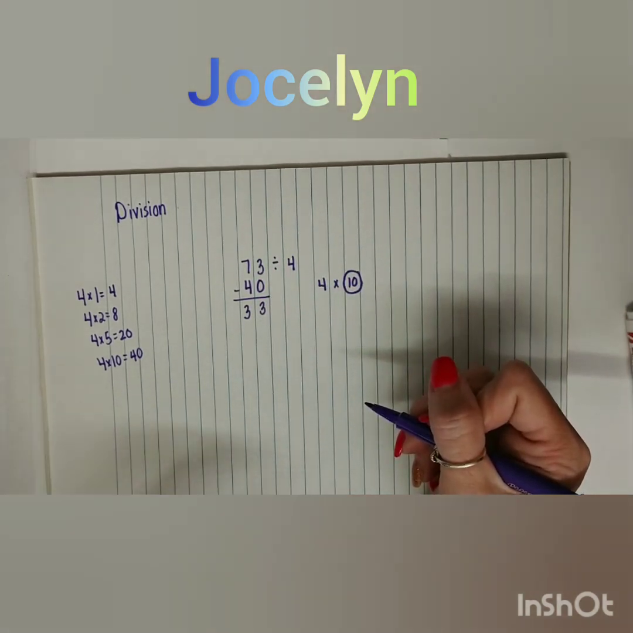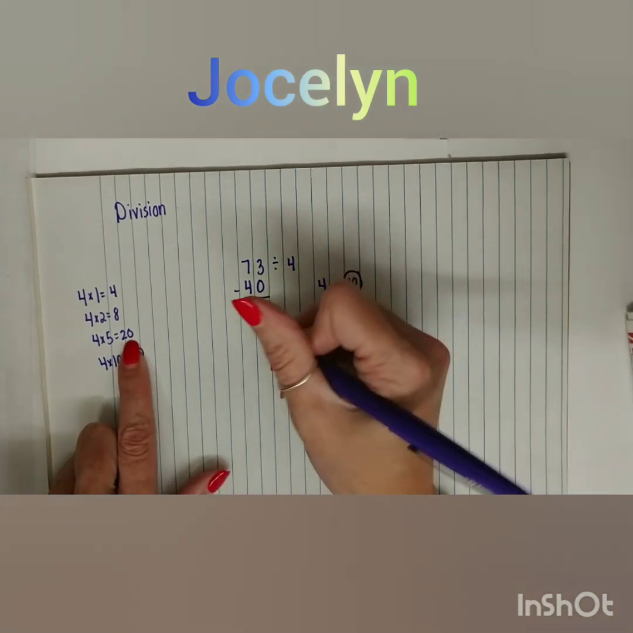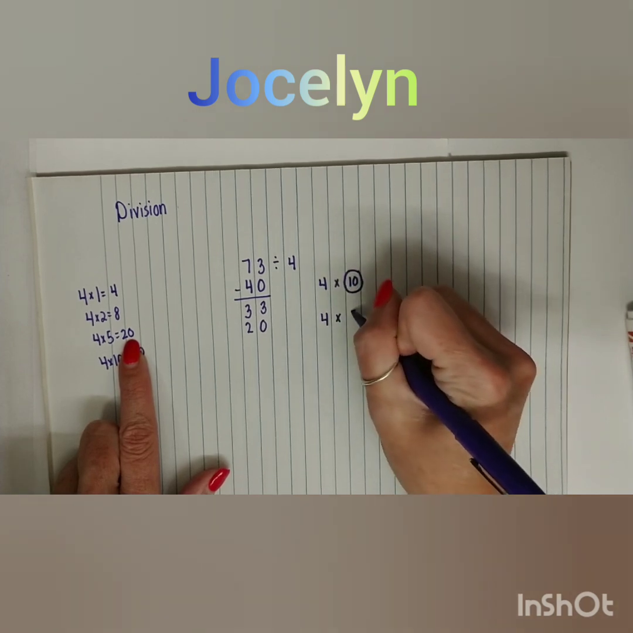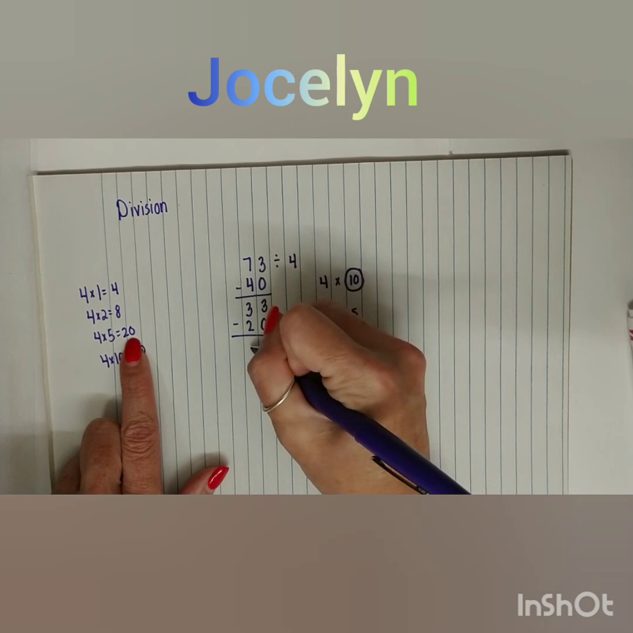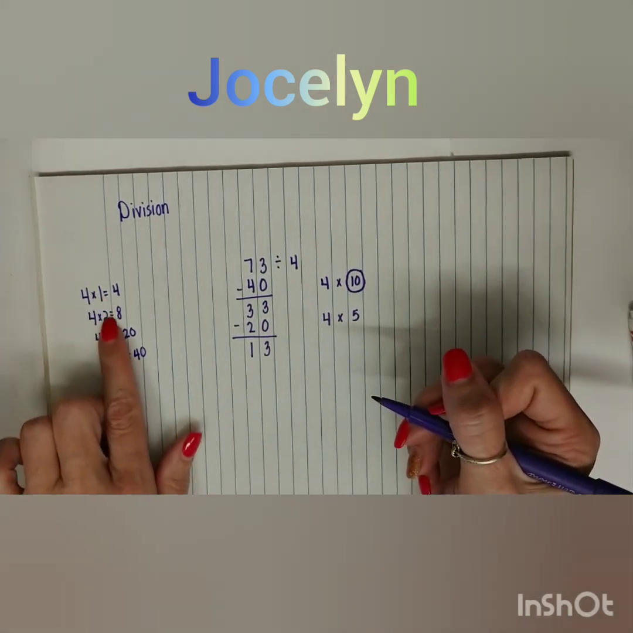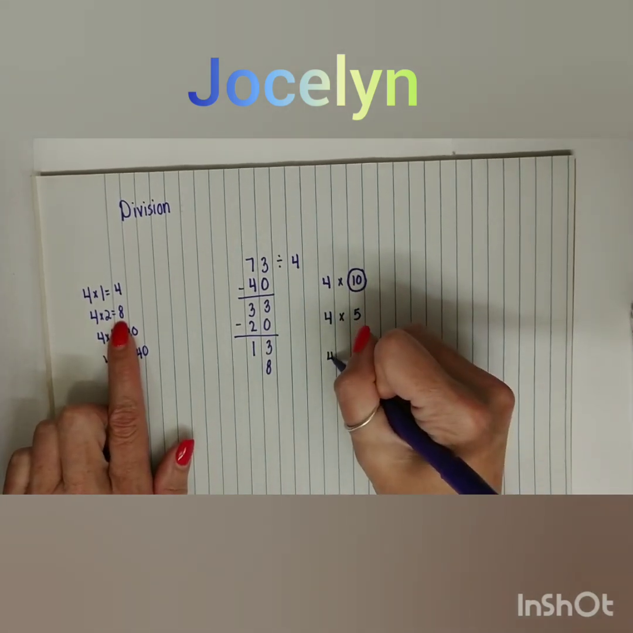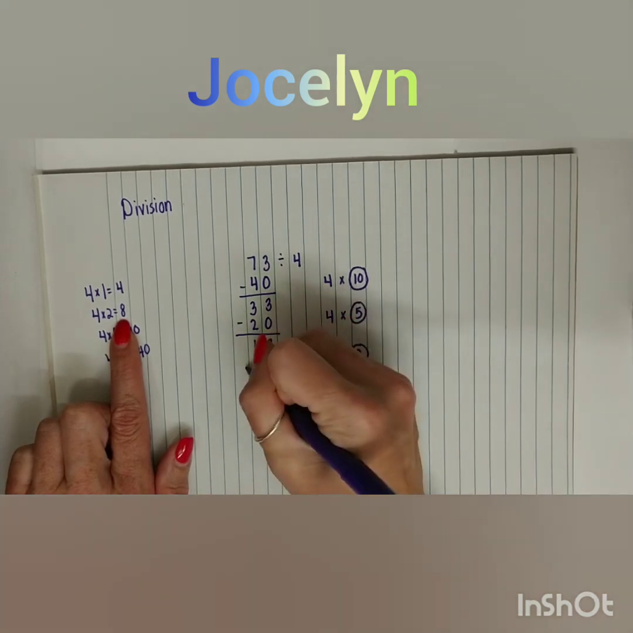So I want to take out another big chunk, and I can do 20. 40 is too much, but 20 is the next biggest thing I have, so let me do that. And that's 4 times 5. 3 minus 0 is 3. 3 minus 2 is 1. That leaves me with 13. So I'm looking here, and the next big chunk I can pull out is 8. That's 4 times 2. Oh, let me circle that so I don't forget to add those together.